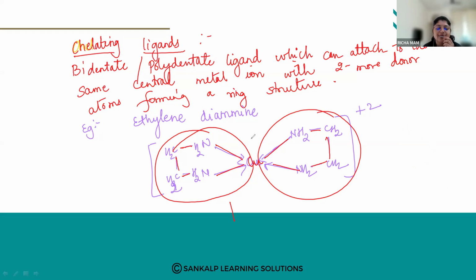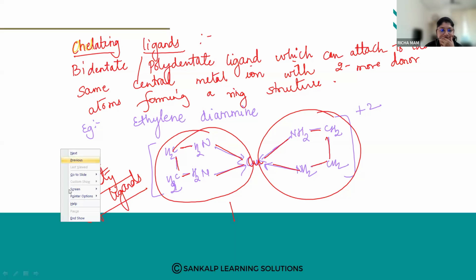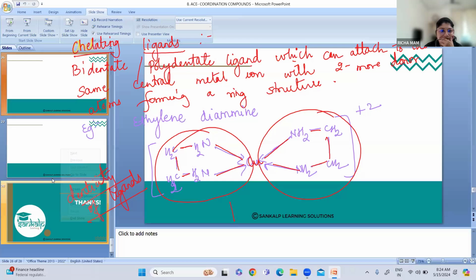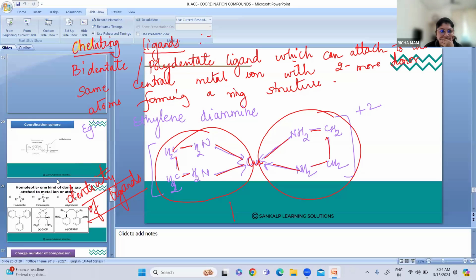Chelating ligands. The number of such chelating groups which can form a ring-like structure is called the denticity of the ligand. Denticity of the ligand. So this is about your chelating ligand. Is it clear? Is it clear about chelating ligands?